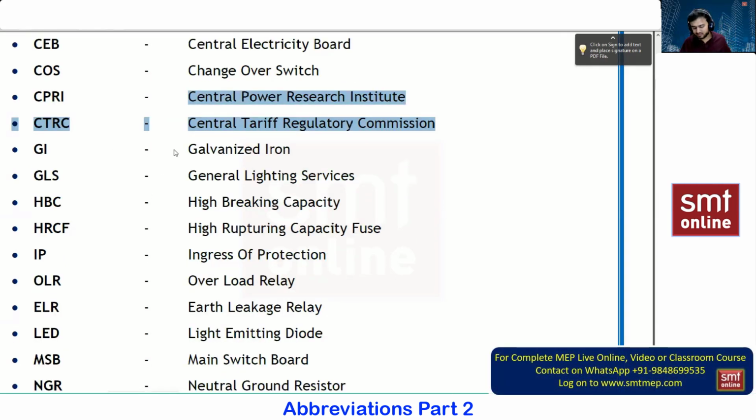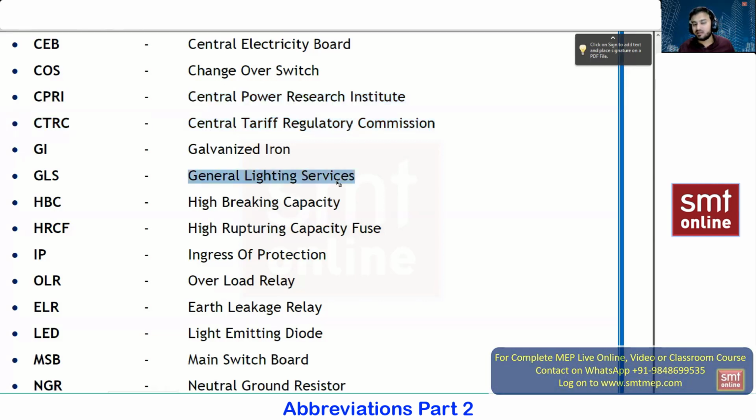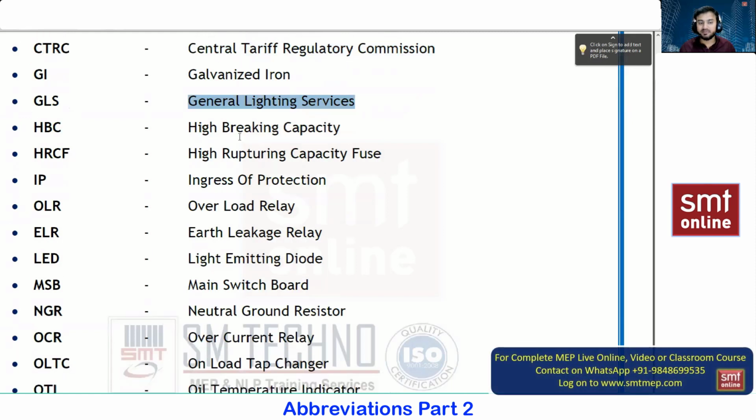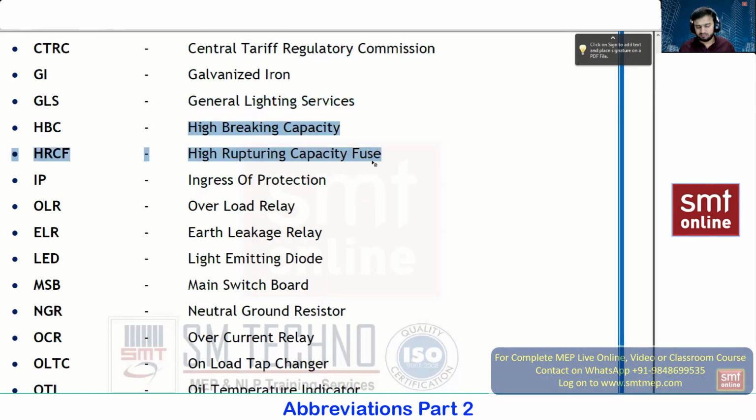Again, we have GI, nothing but galvanized iron. It's a type of metal generally used for earthing. We also have lux. Then we have GLS, the general lighting services. This is a standard for lighting people to find out the number of lamps and to place the lighting fixtures. Again, we have HBC, high breaking capacity, and high rupturing capacity fuse. These are two different types of fuses which you can find in any of the fuse distribution boards.